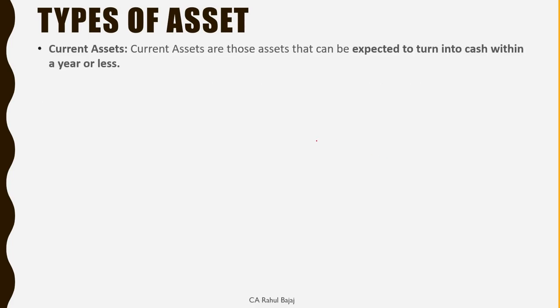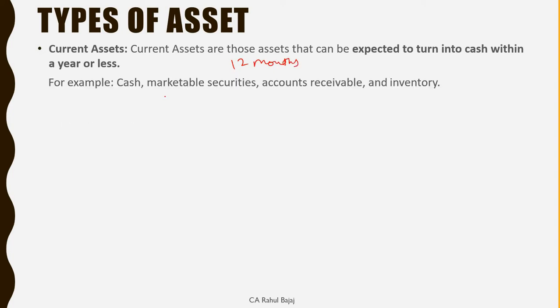Types of asset, first is current asset. Those assets which are expected to be converted into cash within 12 months, say within a year, that is my current asset. Examples: cash, marketable securities, accounts receivable, or inventory. These come from routine transactions, and they will generally get converted into cash within 12 months.